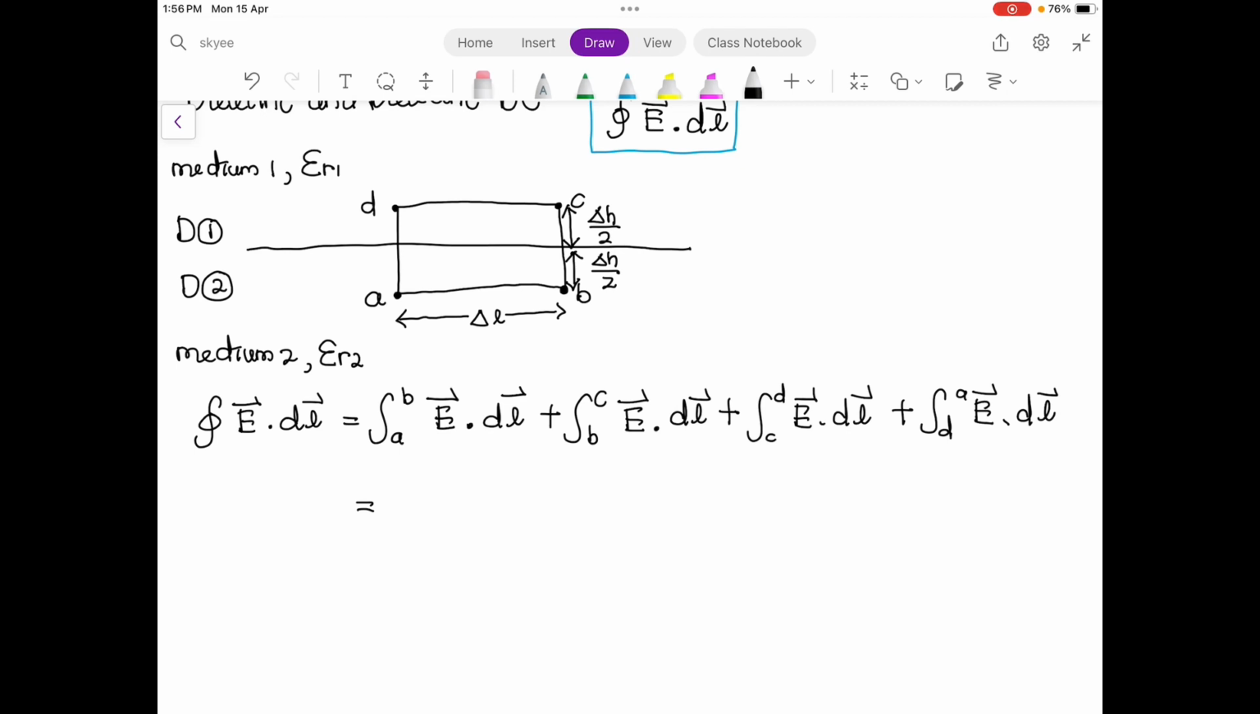So for the first one, AB, we look at AB. Where is the AB? Now we are here. This is A, and this is B. Remember I said that the electric field you can break into 2 components. That is the tangential components, and also the normal components.